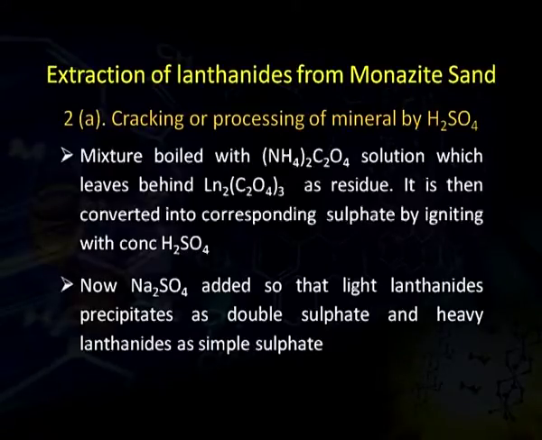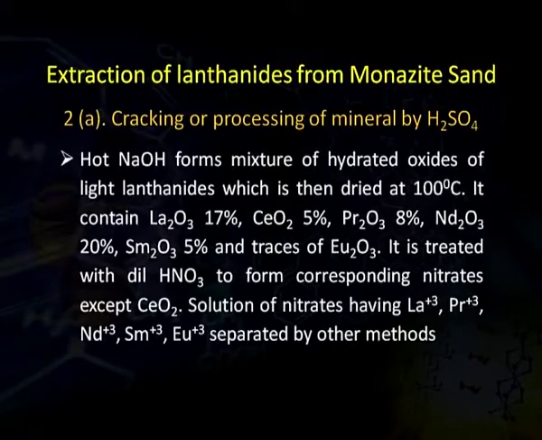The hot sodium hydroxide forms a mixture of hydrated oxides of light lanthanides, which is then dried at 100 degree centigrade. It contains lanthanum oxide 17%, ceric oxide 5%, praseodymium oxide 8%, oxide of neodymium 20%, that of samarium 5% and traces of europium oxide. It is treated with dilute nitric acid to form the corresponding nitrates except ceria. The solution of nitrates having lanthanum, promethium, neodymium, samarium, europium is separated by other methods.